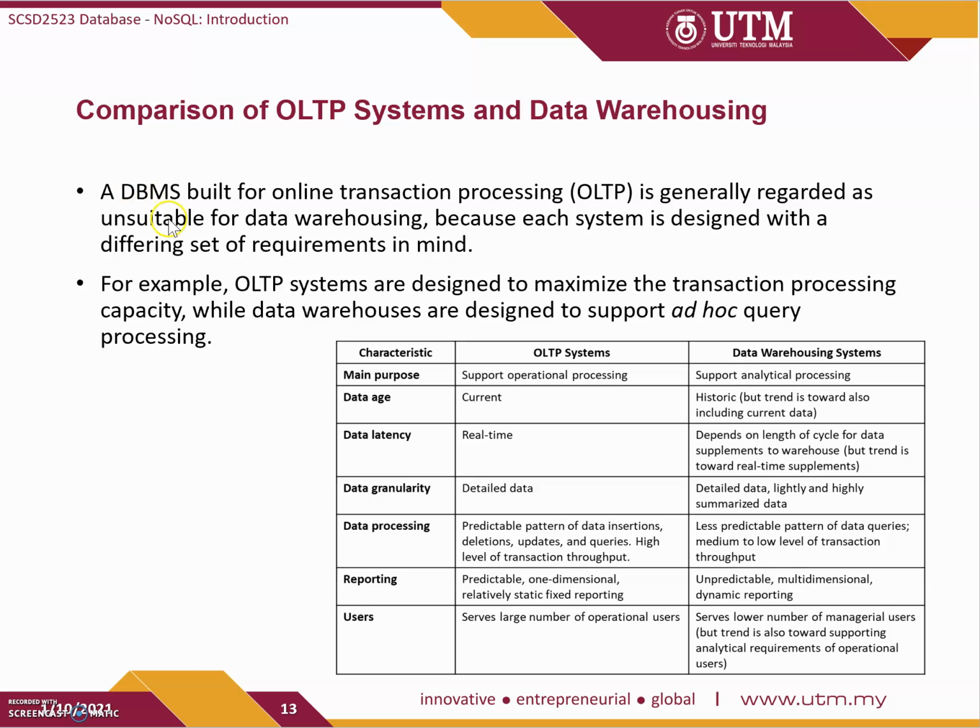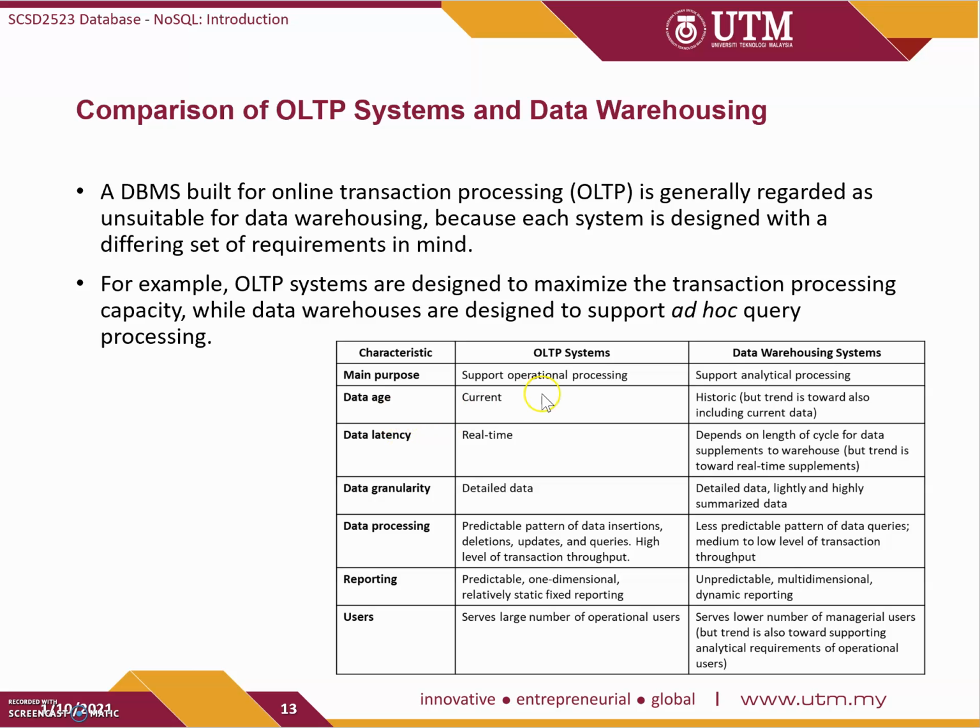So basically, a DBMS built for OLTP is generally regarded as unsuitable for data warehousing, because each system is designed with a different set of requirements in mind. For example, OLTP systems are designed to maximize transaction processing capacity. On the other hand, the data warehouse is designed to support ad hoc query processing. Here you can see the differences between OLTP and data warehousing. In terms of main purpose, OLTP is more on operational processing, whereas data warehousing is more on analytical processing.